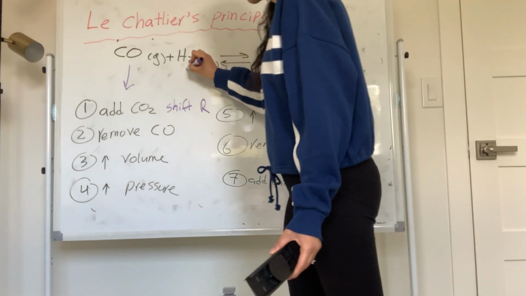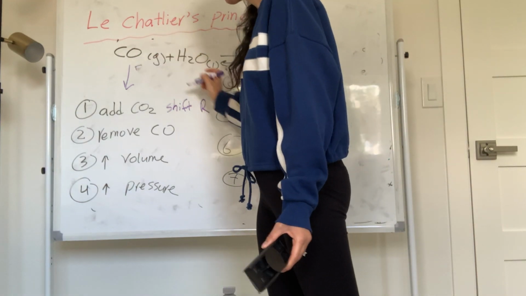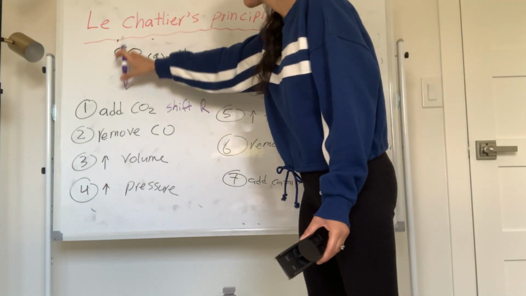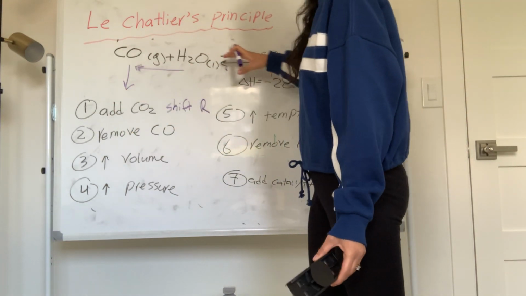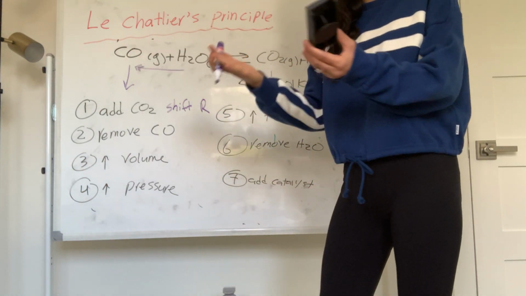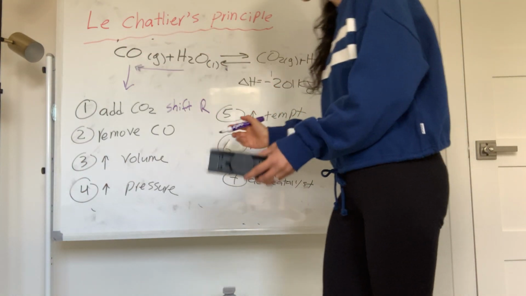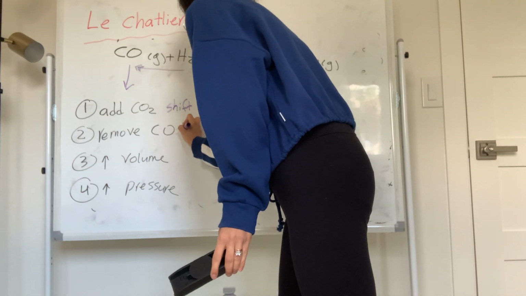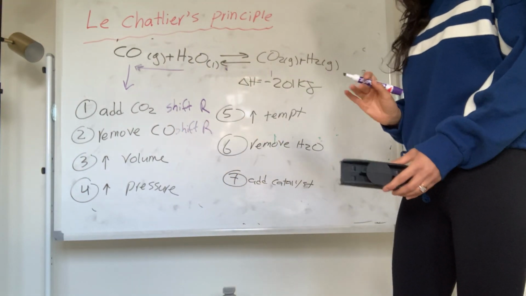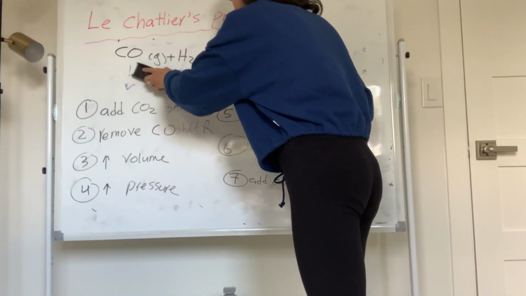The system has to shift to the left to make more carbon monoxide. So if I remove this, the system has to shift this way so I can make carbon monoxide. So I balance it out, I go back to normal. So it would shift to the right also. You guys are following me so far? Okay, I'm going to repeat this again because this is the first time you see this.